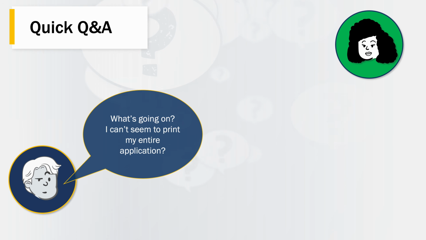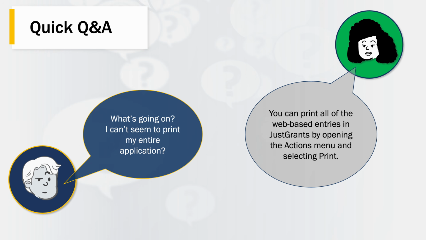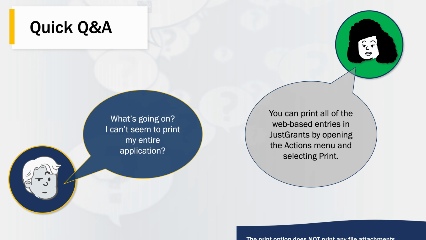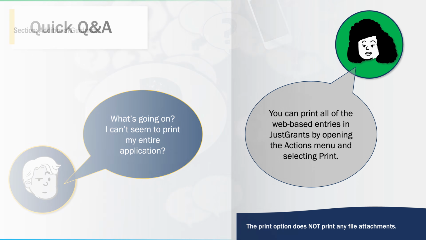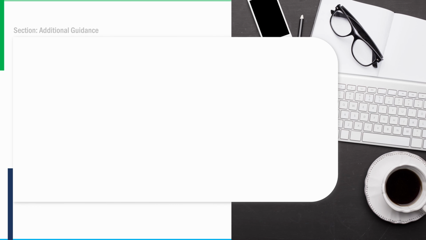Okay, it's time to explore another common question. What's going on that I can't seem to print out my entire application? Again, you can print all the web-based entries in JustGrants by opening the Actions menu and selecting Print. The Print option does not print any file attachments. You will need to print those separately from your workstation or shared drive.